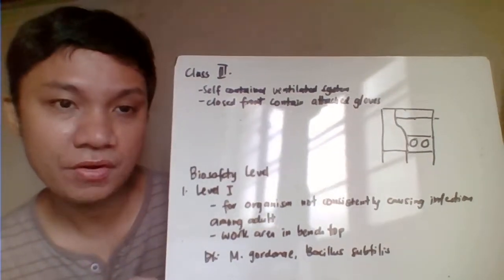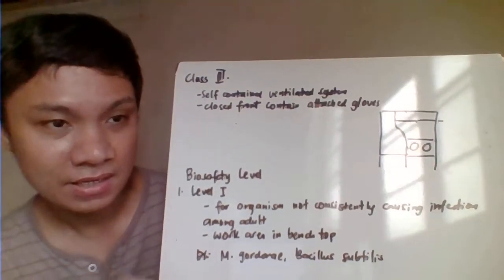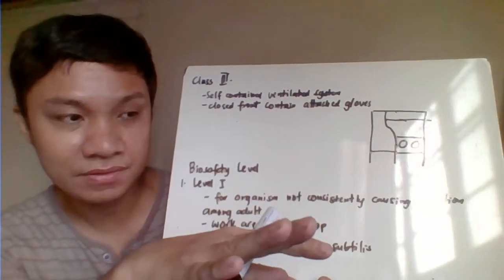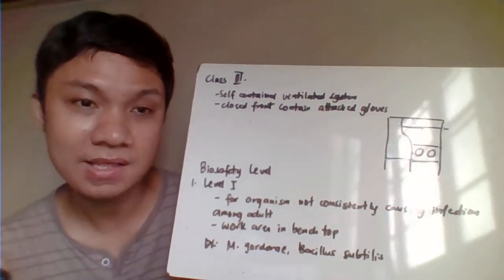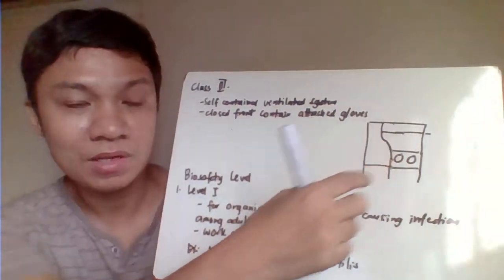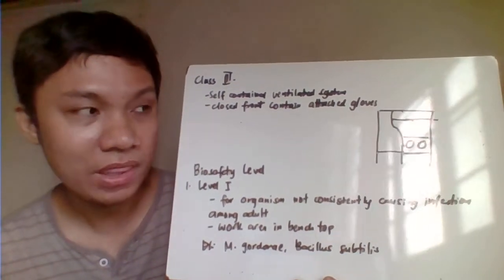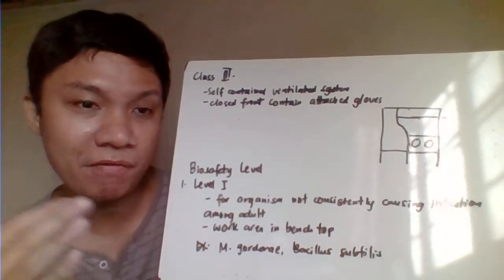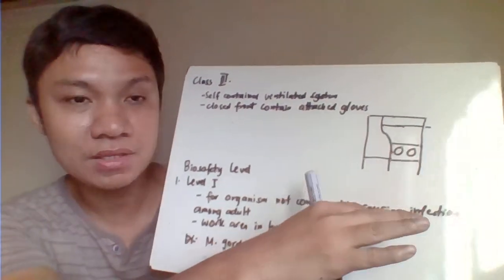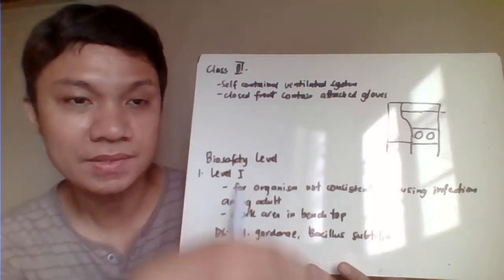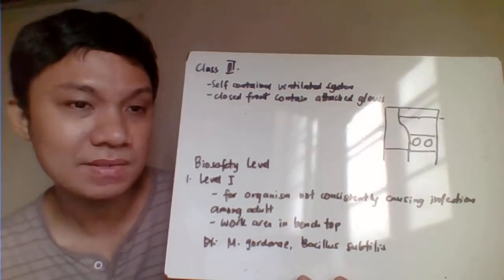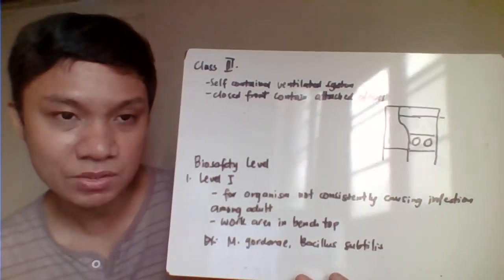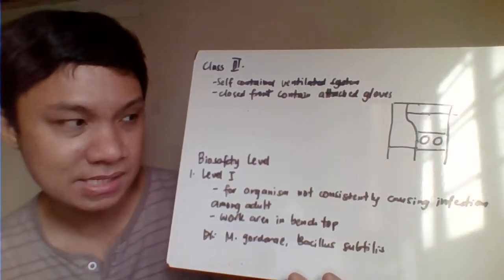Okay, the next one is your biological safety cabinet 3. This is a self-contained ventilated system with gloves at the front. Self-contained means the air does not come from outside. It is supplied and circulated within the entire system, inside. So no air enters from the environment. All you need to do is insert your hands in the gloves for processing and manipulation of your sample or specimen inside. This is used primarily for highly infectious biological agents.